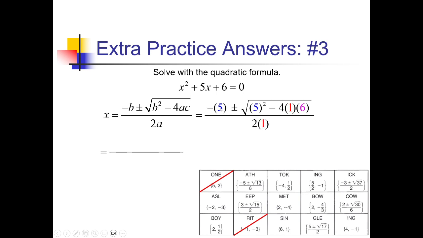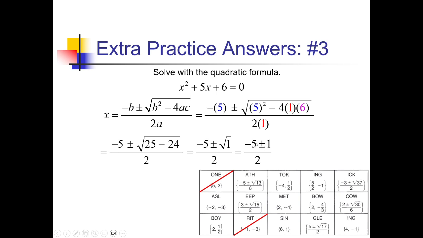So that's going to be negative 5 plus or minus square root of 25. And let's see, 4 times 6 times 1, that's 24, so minus 24, all over 2. Well, 25 minus 24 is 1. Square root of 1 is still 1. So we've got negative 5 plus or minus 1 over 2.